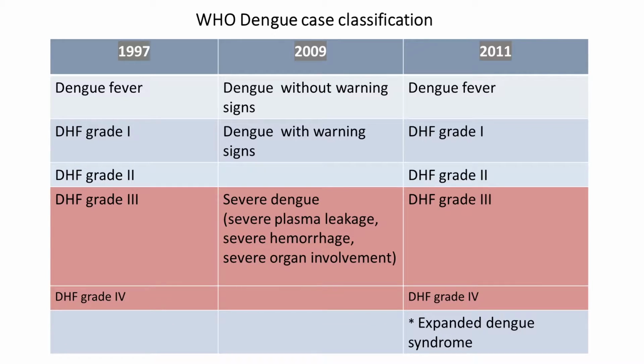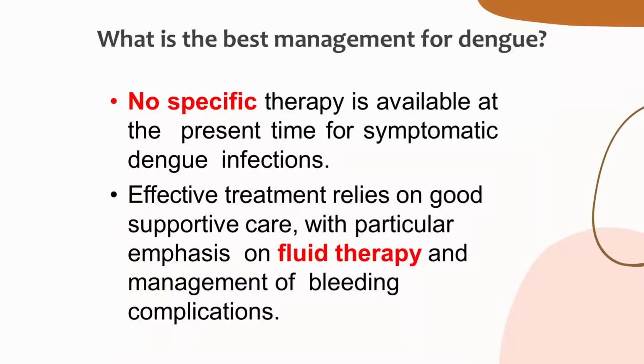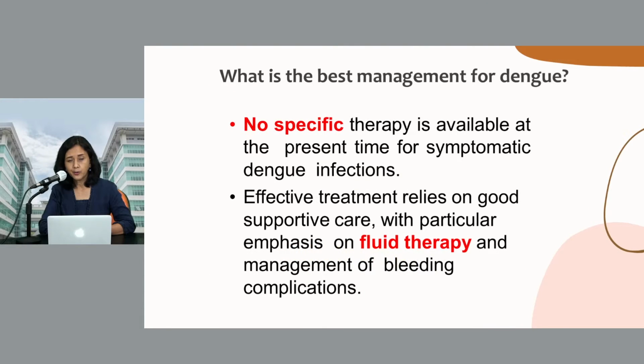We know that currently there are some guidelines that we can follow. WHO has the 2009 guidelines and also the 1997 and 2011 guidelines. So now the question is, what is the best management for dengue? So far, there is no specific therapy available for symptomatic dengue infection. The evidence shows that effective treatment relies on good supportive care, in particular an emphasis on fluid therapy and also management of bleeding complications.